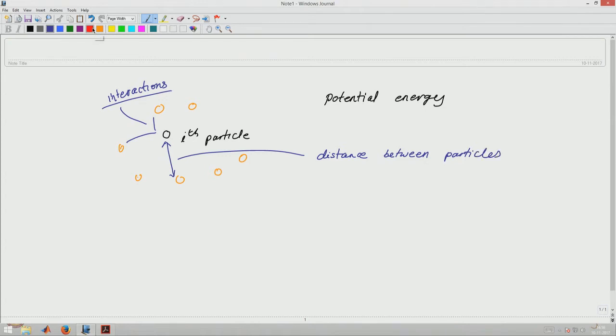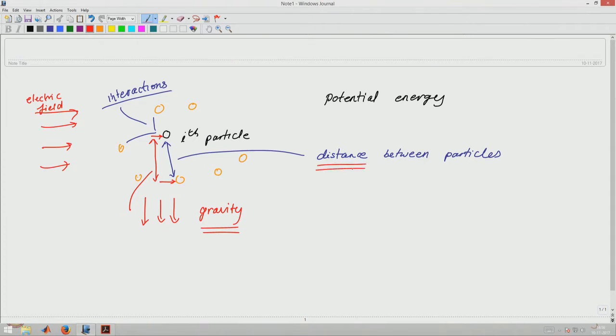Similarly, if there is an external field which is being imposed, for example, it could be an electric field, or we could have an external field which is, let us say, gravity, then in that case again the relative position of each and every particle, the position of this particle and the position of this particle, and the distance again will determine what is the influence of the gravitational field. And so, in general, distance between particles is very important.